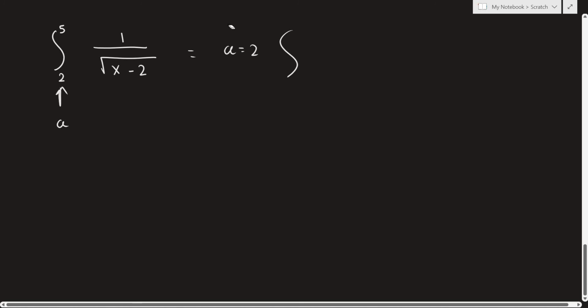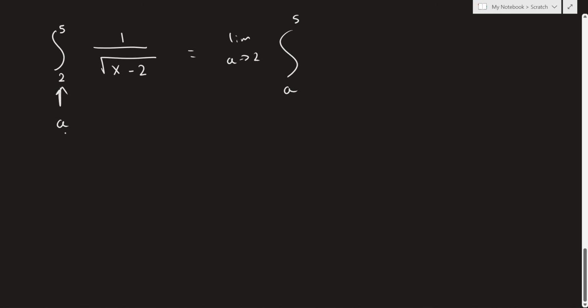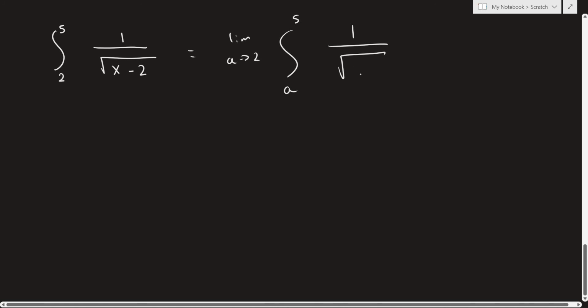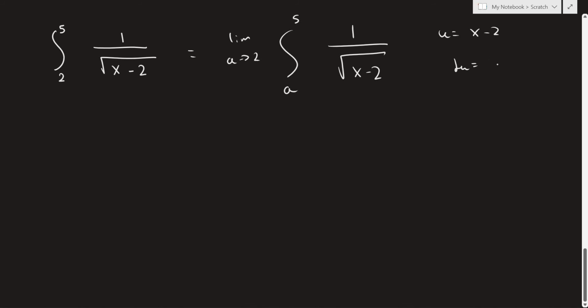So you have to write limit, a is 2. So basically you replace 2 by a. Okay, so now we continue. So we find the integration of 1 over radical x minus 2. So I'll take u as x minus 2, and du will equal dx because the derivative of x is 1.